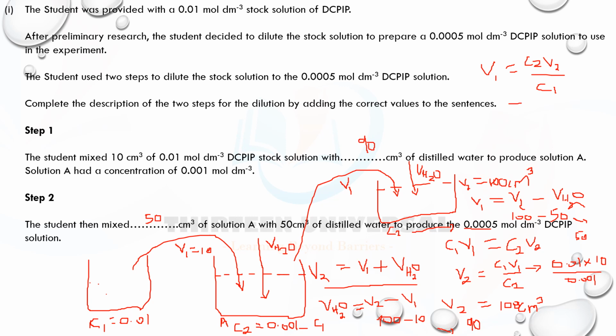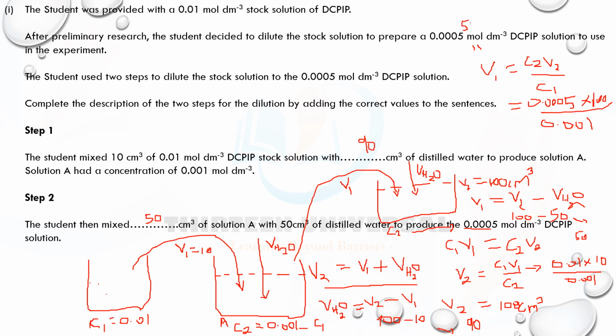So our C2 here is 0.0005. Sorry for the time we're taking, but I also want to deepen your understanding. That's another way to calculate V1 if you don't want to use the simple method. Times 100 is V2, over C1, which is the concentration of solution A, 0.001. So if you punch your calculator, 0.0005 times 100 gives you 0.05, then divided by 0.001. That gives you 50. Either way, same value, 50.